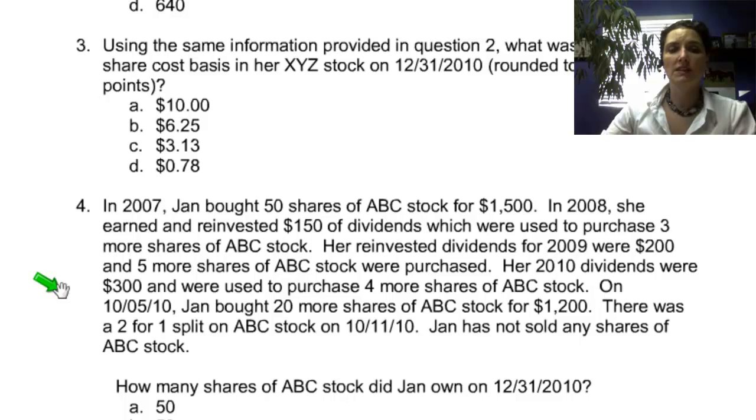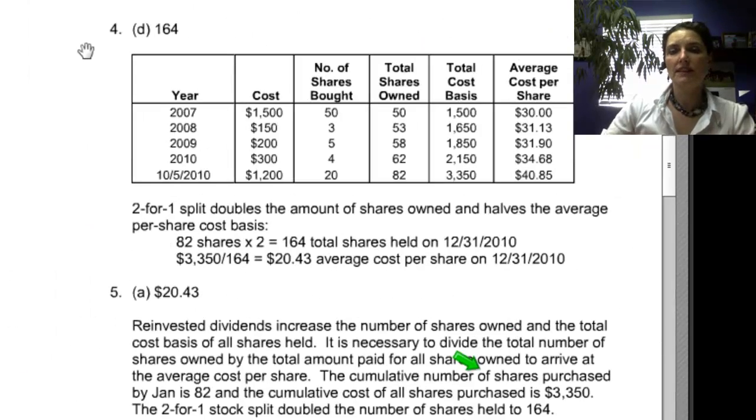There was a 2-for-1 split on 10/11 of 10. And Jan has not sold any of the shares she purchased. So how many shares does she actually own? Well, it's our job to sort through all of this and figure that out. And the correct answer is 164 shares, but let's see how we go about calculating that number.